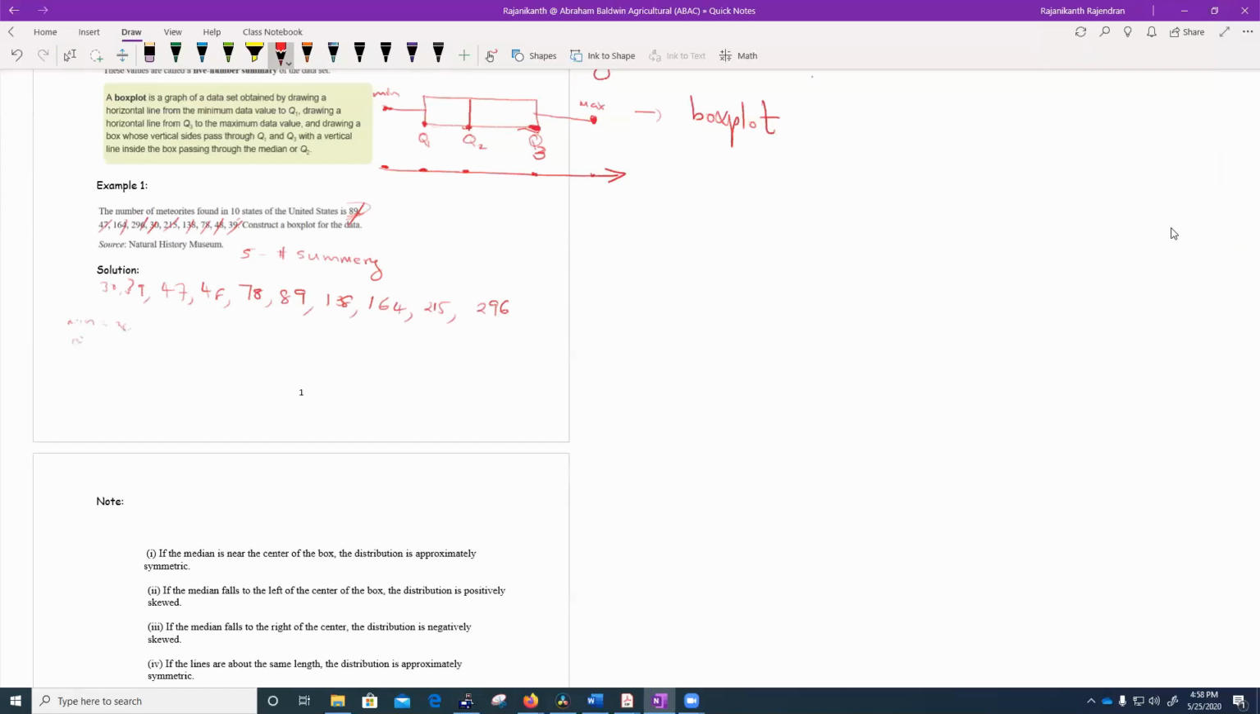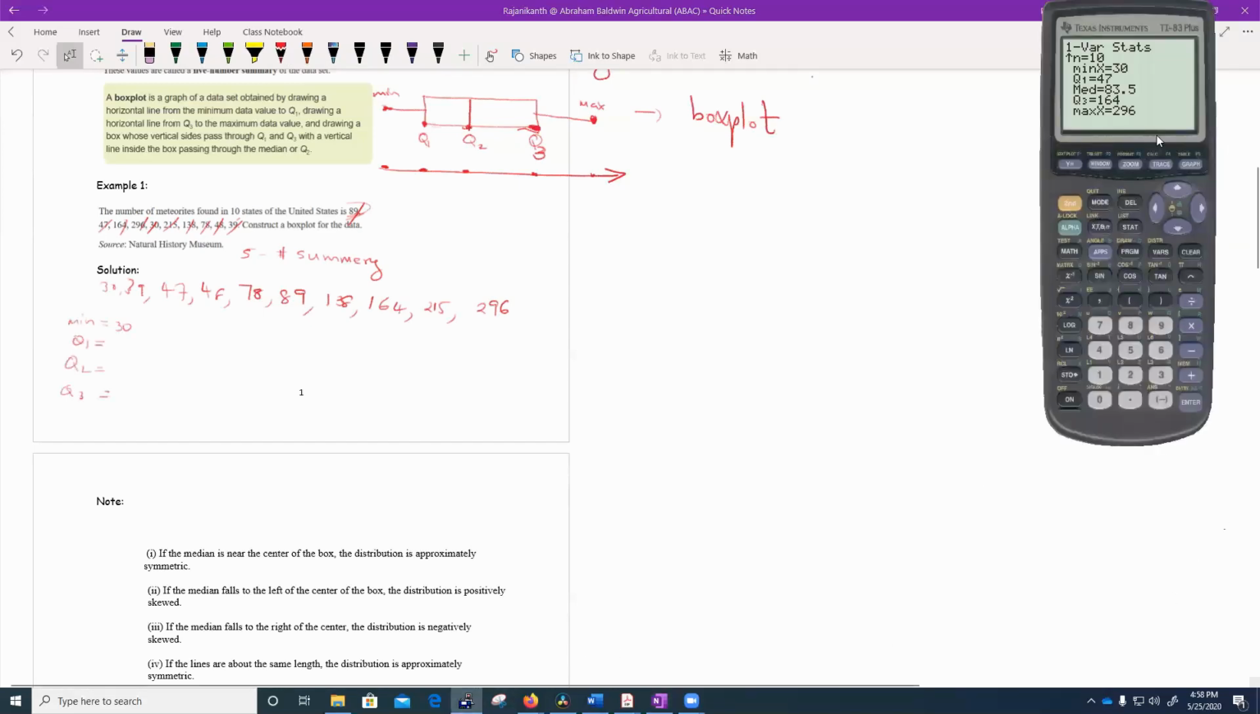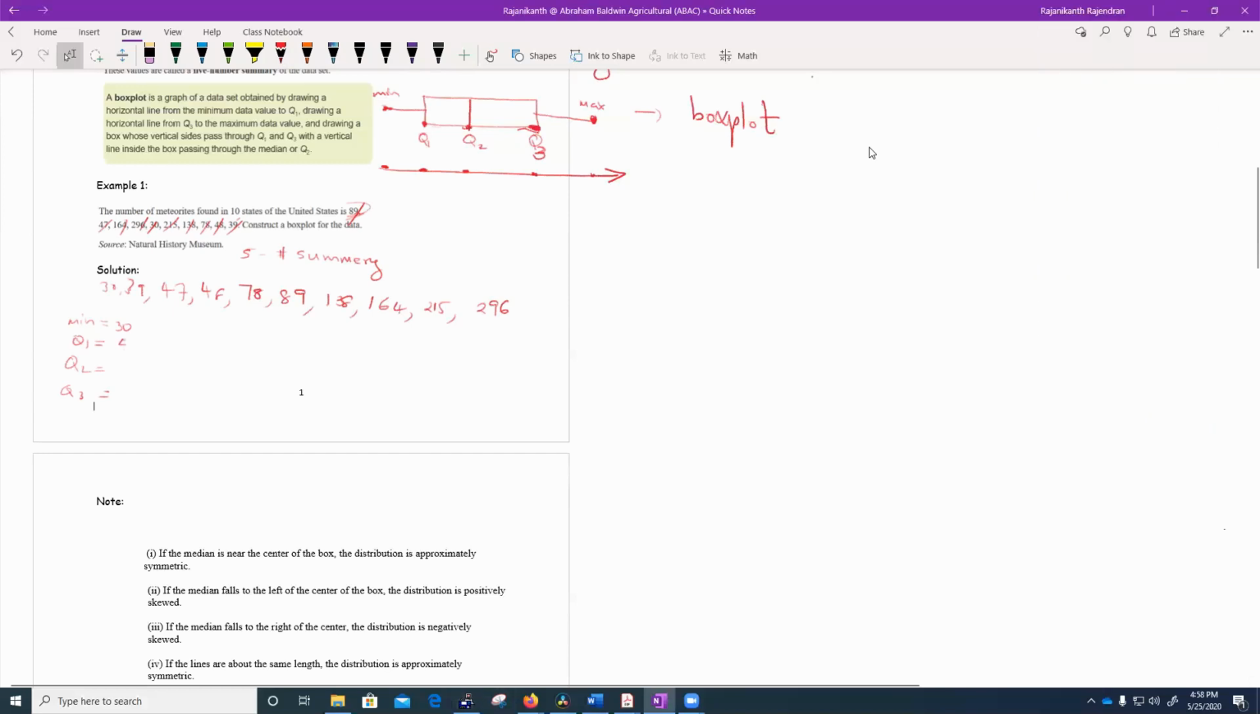And I need to write down Q1, Q2, Q3. So let's look at it. Q1 is 47, the median is 83.5, and Q3 is 164. So 47, 83.5 and 164, right?